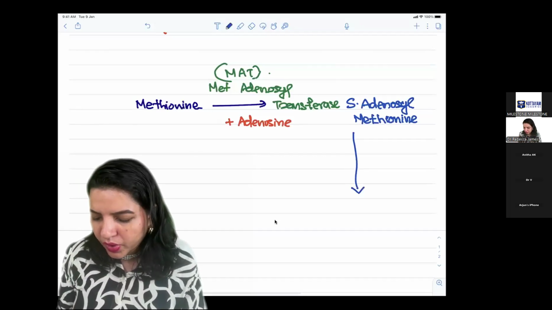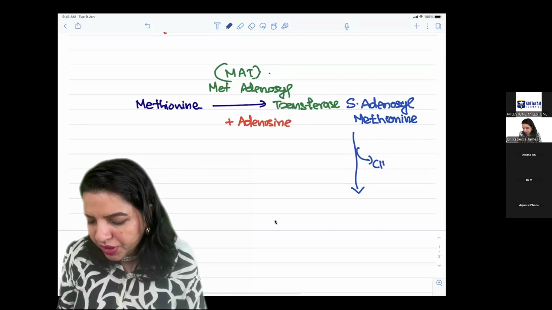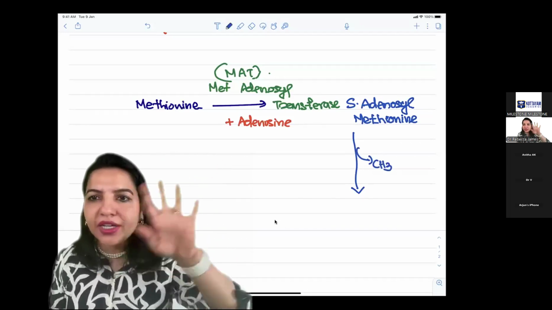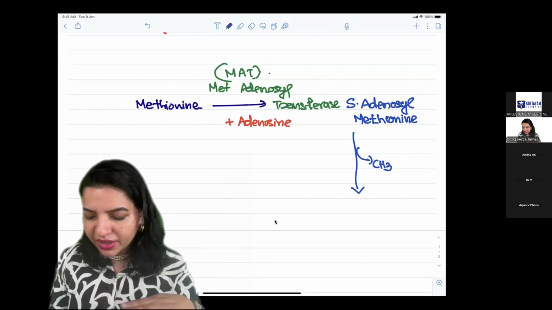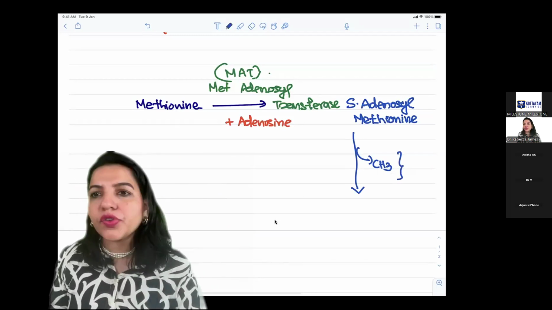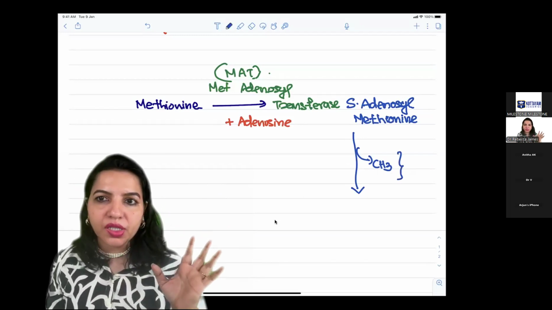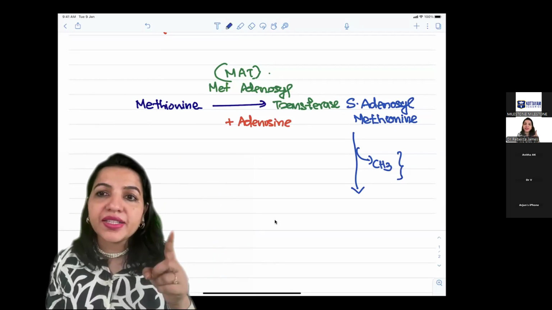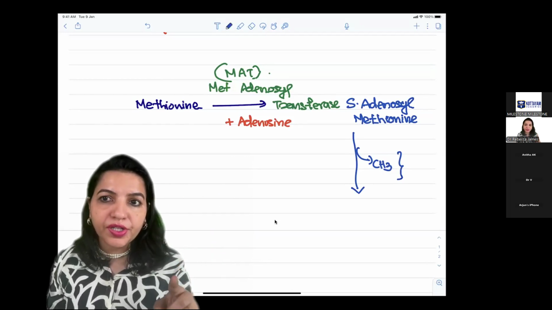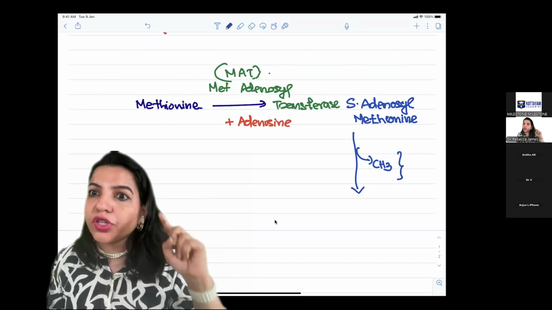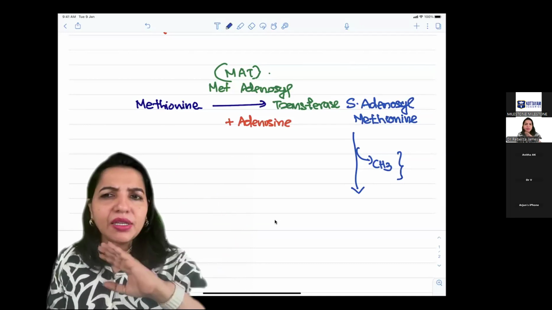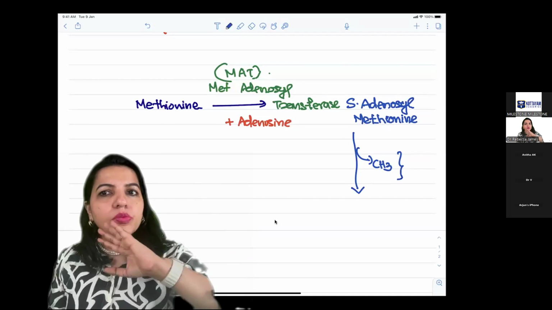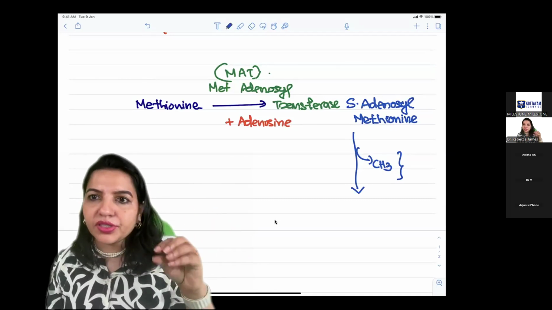So what happens? The methyl group is saying bye bye to S-adenosyl methionine, and there are lots of reactions where this methyl group is required. We have seen one example, norepinephrine to epinephrine. Then serotonin to melatonin. In all these reactions, many methylation reactions are there. Almost every reaction, this is the reaction that is happening.